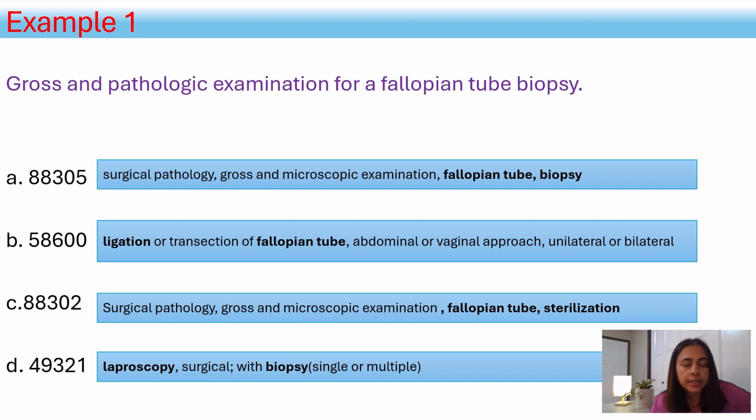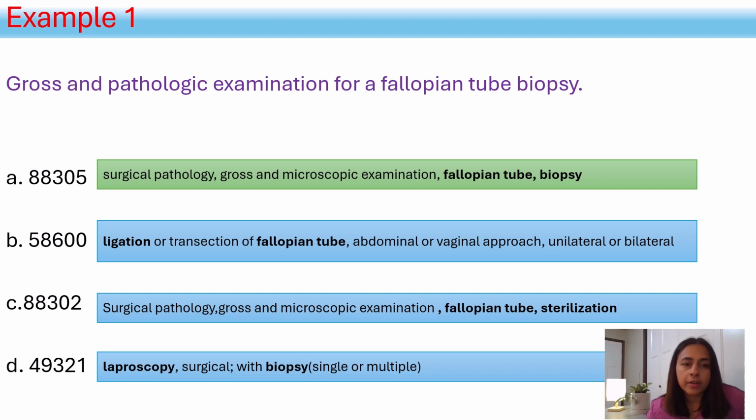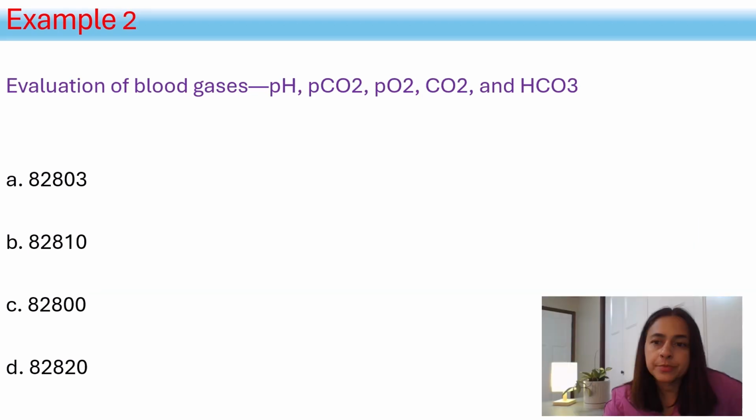Option B has a fallopian tube, which is a ligation. Option C has fallopian tube, which is sterilization. And option D has laparoscopy biopsy. So among these, the first option matches the question, that is the fallopian tube biopsy.